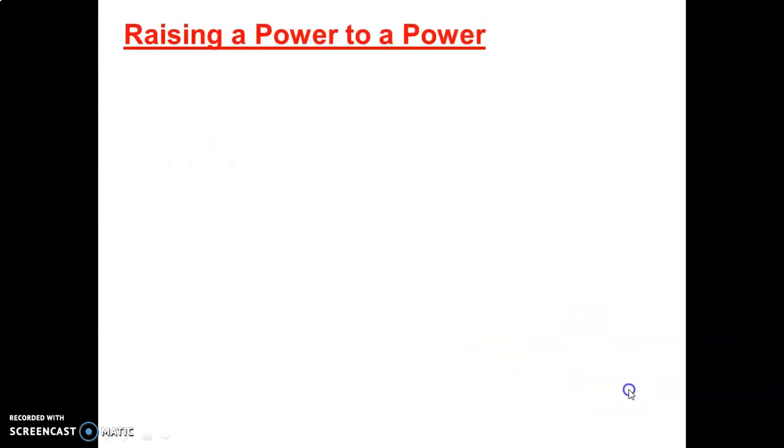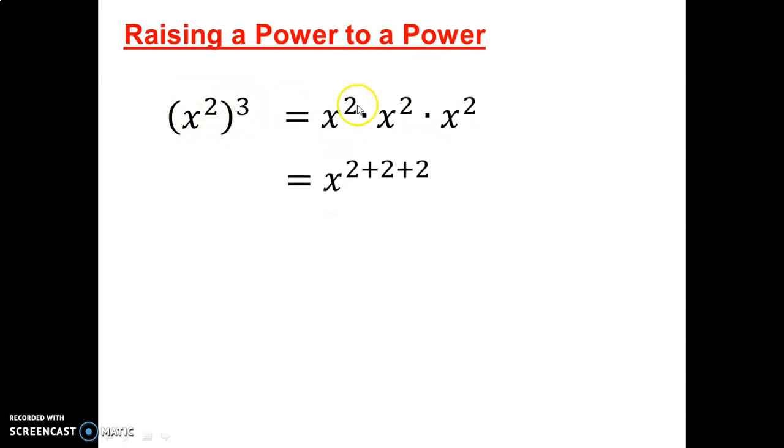Okay, so with that, we're going to look at raising a power to a power. So we have an exponent, but within the parentheses, another exponent out here. So that means we have 3 of those, right? We have x squared, 3 of them. So x squared times x squared times x squared. Now using the multiplication rule, we know those exponents will add, and then we get x to the 6th.